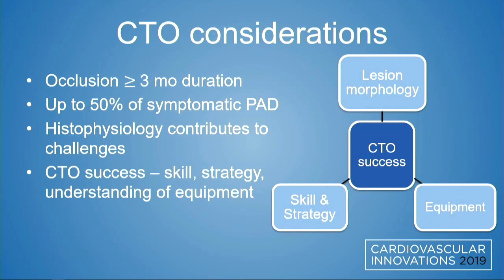So when doing CTOs, I think many of these points have been made. Occlusions greater than 3 months are those we're going to be working with. These are very common that we encounter in clinical practice, and over half of our patients with symptomatic PAD manifest these occlusions. The histopathology has been shown to contribute to some of the challenges, but also some of the opportunities to successfully treat the lesion. And CTO success, as has been mentioned already, is predicated on skill, but more on strategy and being prepared for bailouts, as well as understanding your equipment.